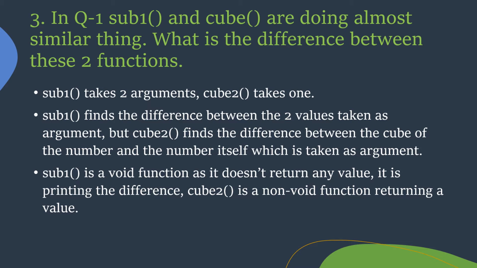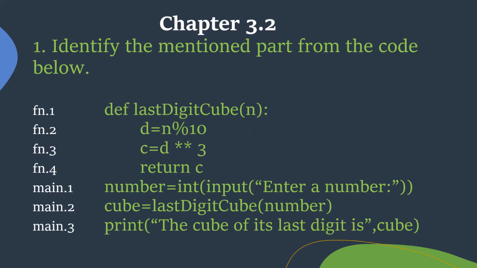Then sub1 is a void function as it does not return any value. There is no return statement in the sub1 function, but it is just printing the difference, whereas cube2 function is a non-void function which has a return statement and it is returning a value. So these are the differences between these two functions.